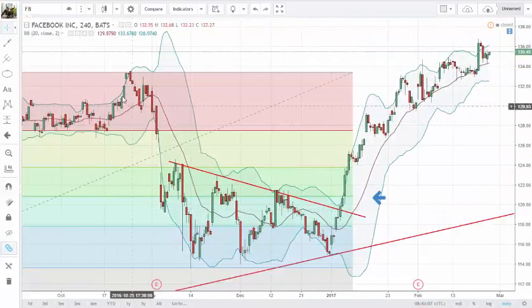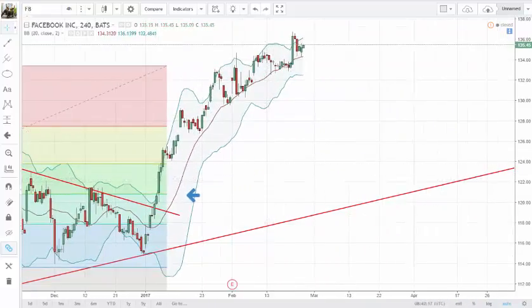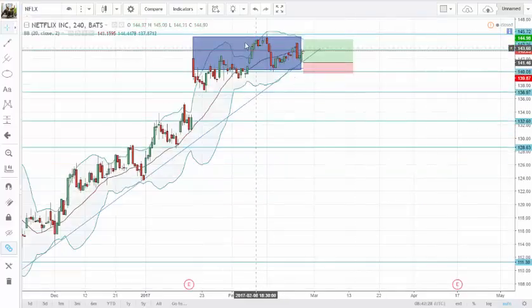It came back so far. Great way to enter, and I missed this entry. And like I said, I don't chase price. Well, by not chasing price, I missed a beautiful opportunity. Netflix to me is in a range as well. I don't know if I pointed it out on TradingView already. Yes, to me this is a nice range to trade.